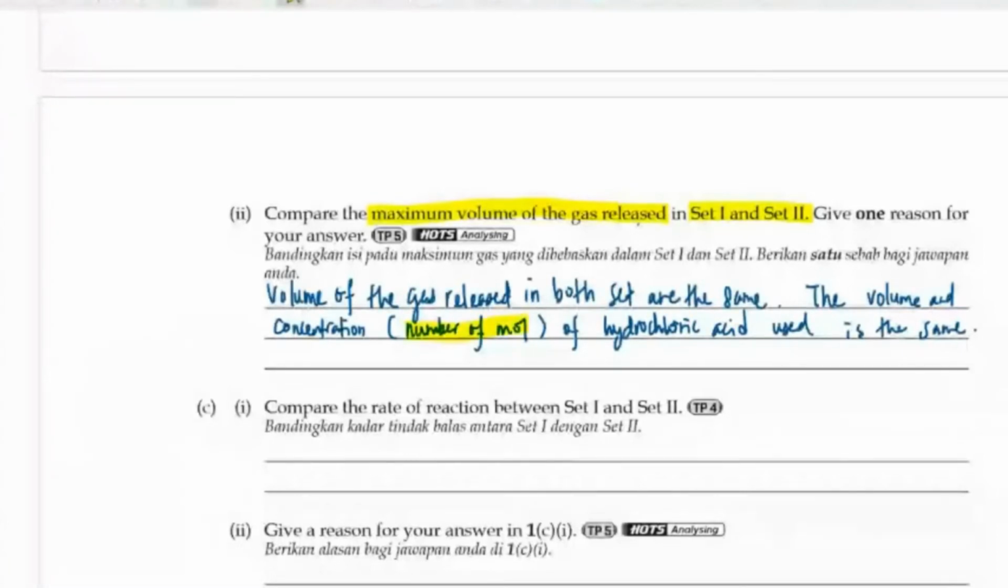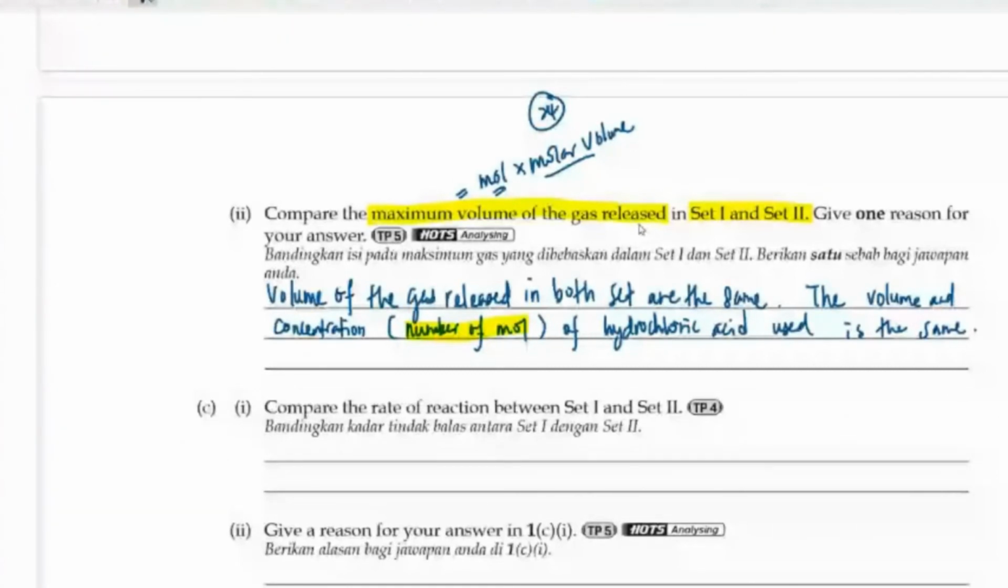Because why? Because volume is the mole times the molar volume, right? Molar volume is a constant, 24 dm³. So the mole will be determining the volume. If the mole is the same, the volume will be the same. Now set 1 and set 2, just now we compared already.